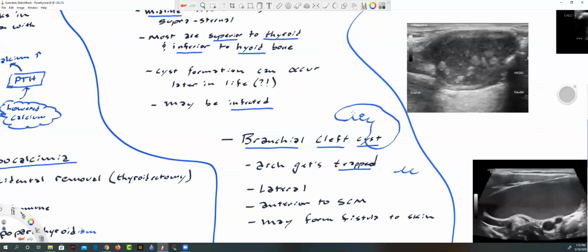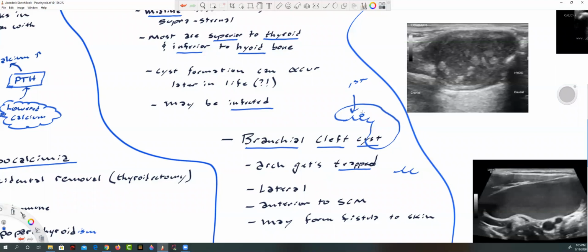If it's the first one, this is first, and the arch gets trapped, that actually will get, it's higher up, and in fact will give you a cyst either just outside of your ear or maybe even inside the ear along the ear canal.